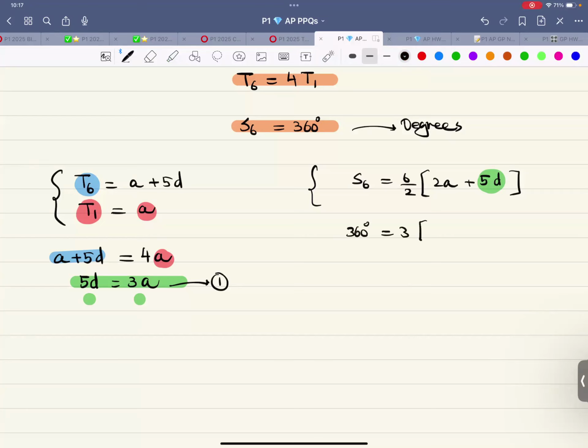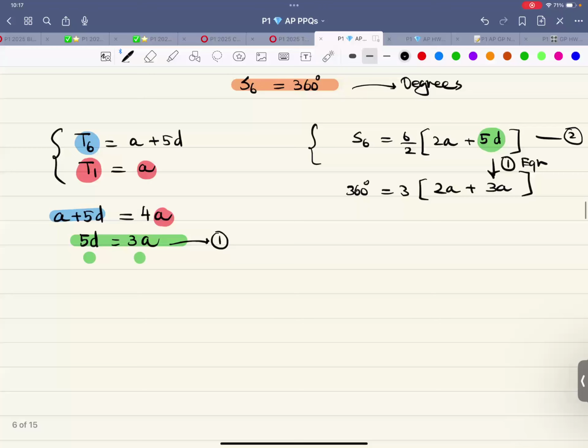That is 3. This is 2A plus 3A. This is replaced from equation 1. This is equation 2. This is basically equation 1. So therefore, 360 degrees is 3 times 5, which is 15A. So A is 360 degrees divided by 15.